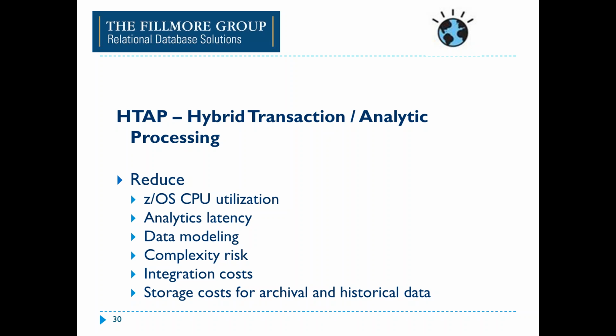That's exactly right. So what I wanted to do in summary was go back to the HTAP, the Hybrid Transaction Analytic Processing that IBM vends as the IBM DB2 Analytics Accelerator. And the value prop is that the HTAP reduces z/OS CPU utilization, which is a target for a lot of CIOs all over the place. The mainframe is expensive. We either want to reduce CPU utilization or we want to be able to grow without having to add more z/OS capacity. You can reduce the analytics latency.